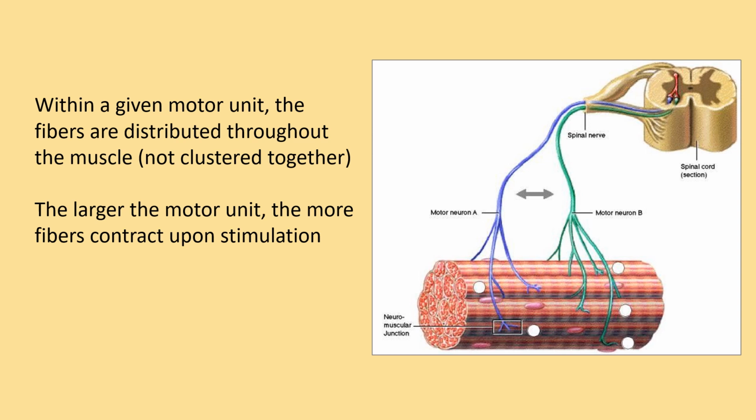Let's look at motor neuron A, the blue motor neuron. Can you visualize the 1, 2, 3, maybe 4 muscle cells that are part of motor unit A? And then let's look at motor neuron B. Can you visualize the 1, 2, 3, 4, 5, 6, maybe 7 or 8? It's a little difficult to tell. Maybe motor neuron B forms a neuromuscular junction with 8 different muscle cells. And so motor unit B is larger than motor unit A.